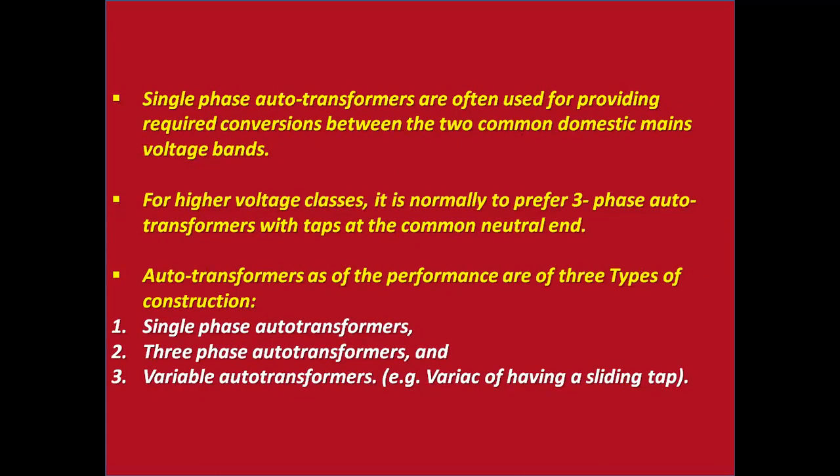Single phase autotransformers are often used for providing required conversions between the two common domestic mains voltage bands. For higher voltage classes, it is normal to prefer three-phase autotransformers with taps at the common neutral end. Autotransformers, as of the performance, are of three types of construction: single-phase autotransformers, three-phase autotransformers, and variable autotransformers, for example, a variac having a sliding tap.